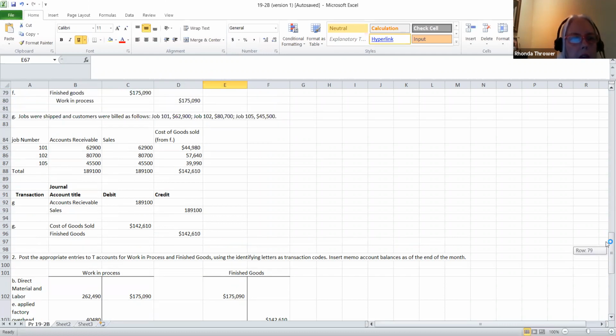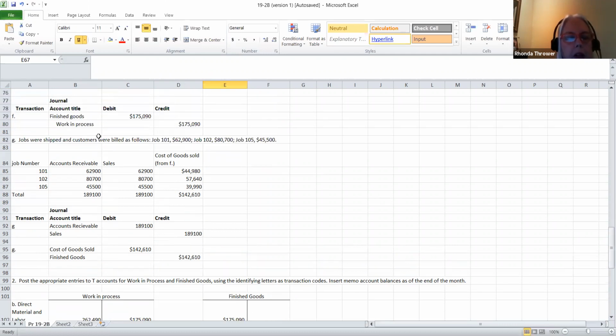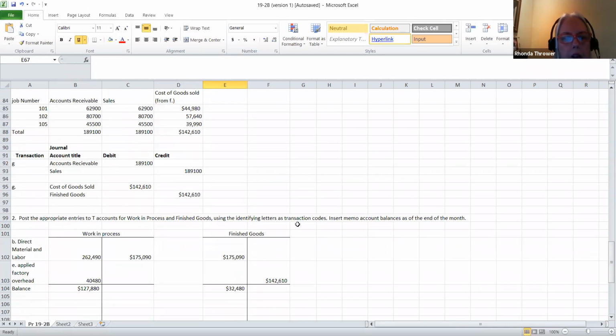Then in transaction F, we credited our work in process for $175,090. That's where I'm getting this. And then they wanted us to balance the accounts. We will add our two debits together, subtract our credit, and what we have left in the work in process account is $127,880. And this amount should balance up with your unfinished jobs that they're going to ask us to do in a minute.